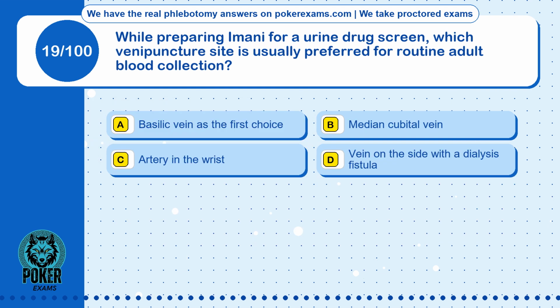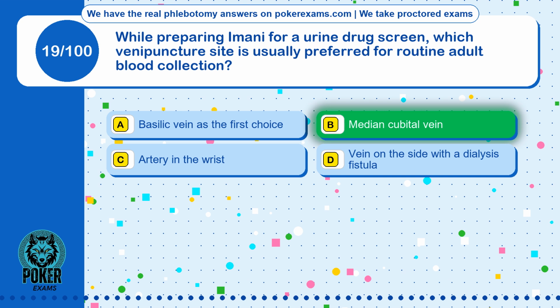Question 19. While preparing Imani for a urine drug screen, which venipuncture site is usually preferred for routine adult blood collection? Option A. Basilic vein as the first choice. Option B. Median cubital vein. Option C. Artery in the wrist. Option D. Vein on the side with a dialysis fistula.